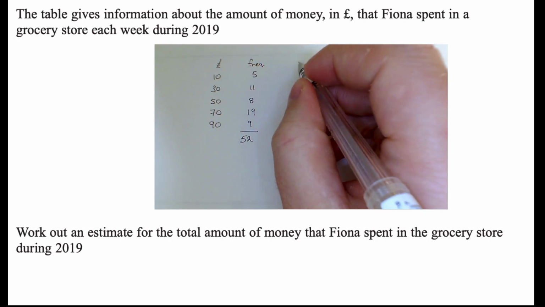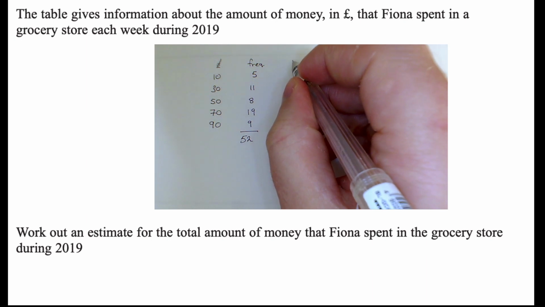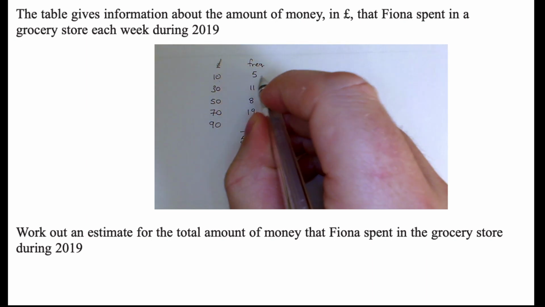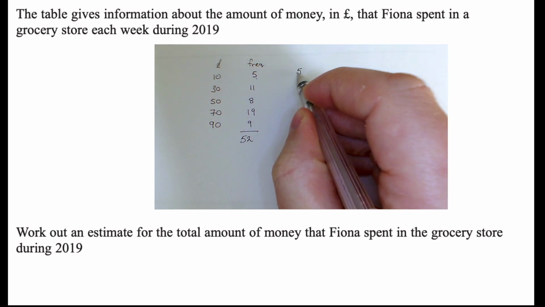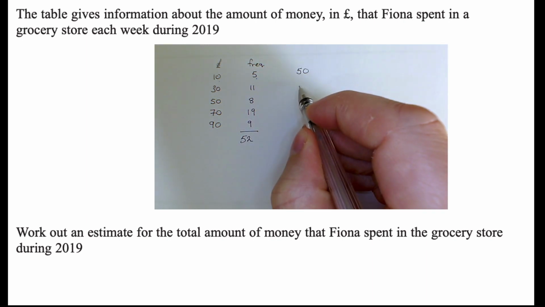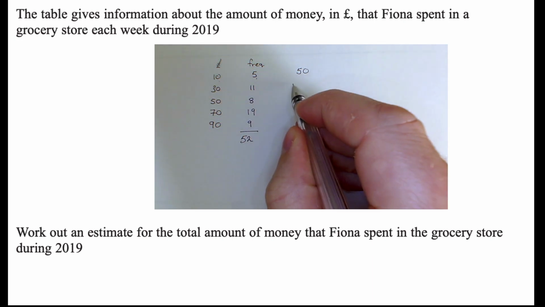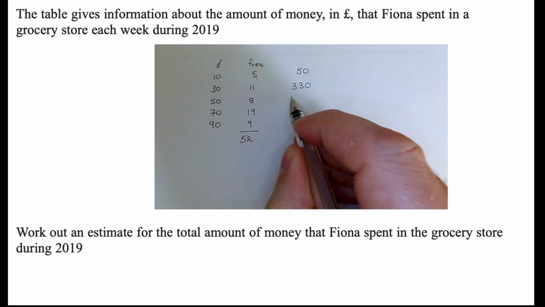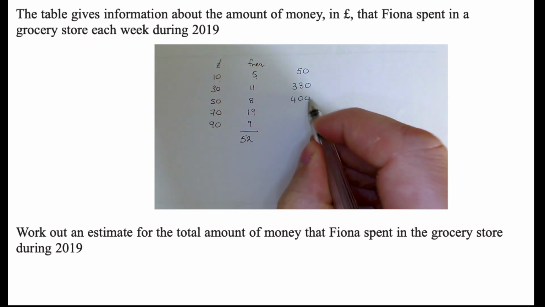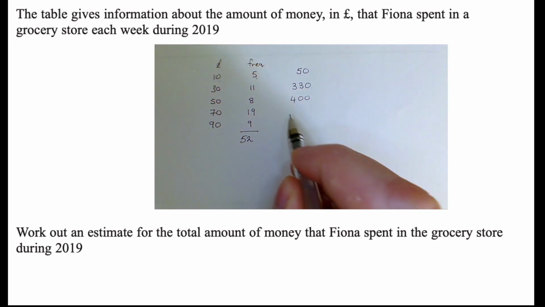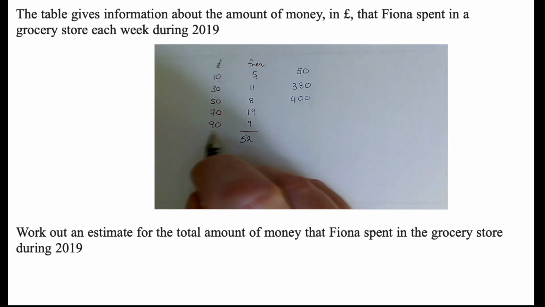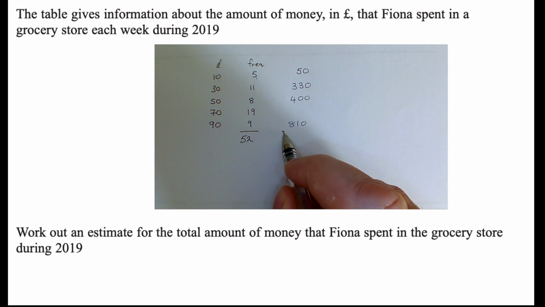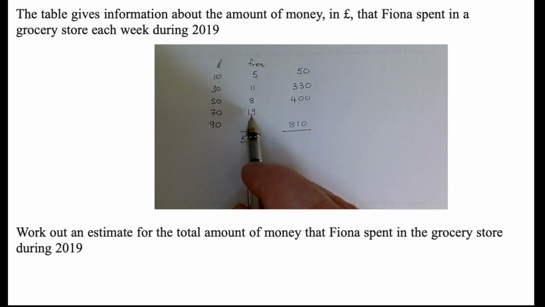And now we're going to estimate how much money she spent in total. Okay, so if she's been shopping 5 times and spent £10, that means she must have spent £50 overall. And 11 times by 30, it's going to be 330, isn't it? Now, be very careful when you're doing this, because although some of these are easy to do in our heads, it's very easy to, let's say for example 70 times by 19, to get that wrong in your head. Now, we are allowed calculators in this exam, so I recommend that you do use it.